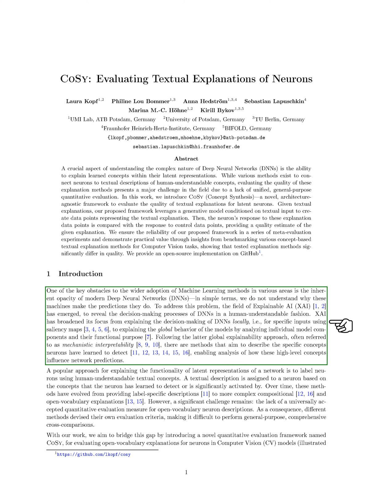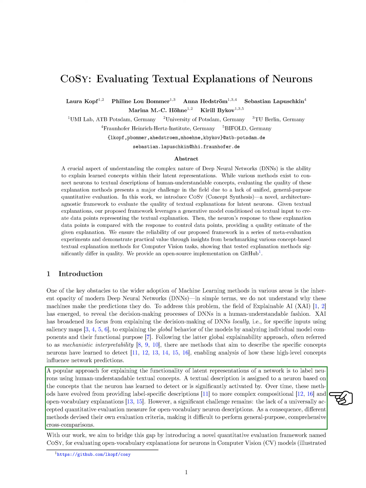However, it has now shifted towards explaining the global behavior of models by analyzing individual components and their functions. We follow a global explainability approach known as mechanistic interpretability, which involves methods to describe the specific concepts neurons detect. These methods assign textual descriptions to neurons based on the concepts they have learned. Initially, these descriptions were label-specific but have evolved into more complex compositional and open vocabulary explanations.